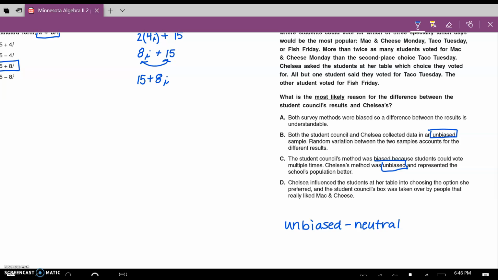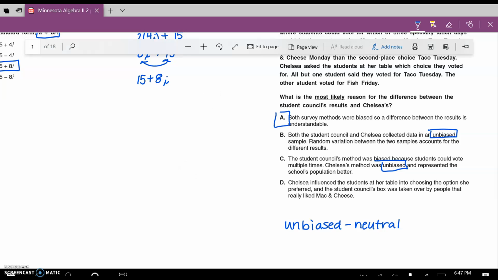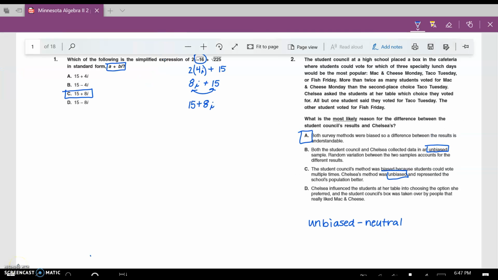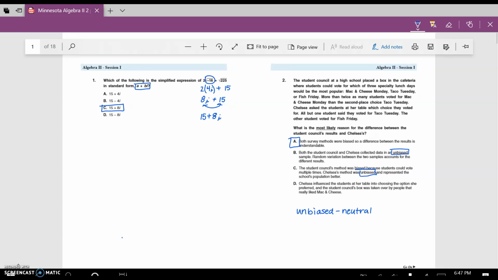So the reason that unbiased is important is because most of you, whenever you're voting for something, would ask your friends what you're voting for. So that's the reason why unbiased is important. So answer choice A is our answer here because both surveys were biased. So we want it to be that both surveys are going to have sway in one way or another. So that's why they are going to be biased.